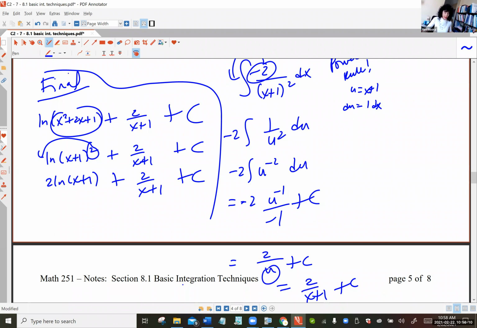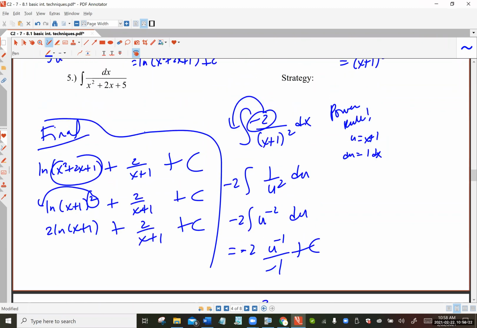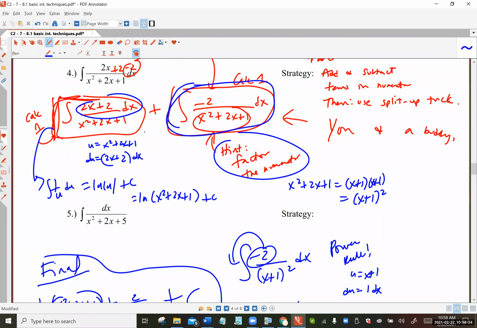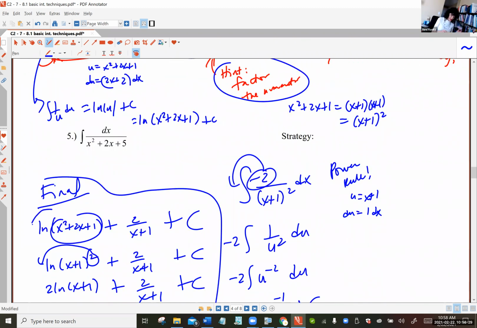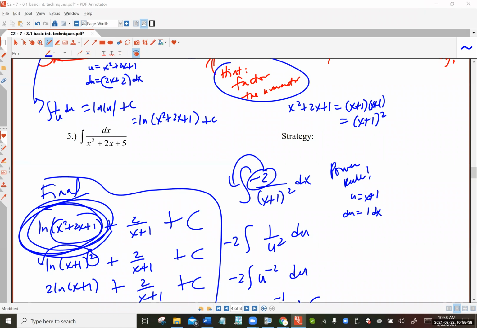Did anybody get something different? Is it okay if for the first integral we put log natural of x squared plus 2x plus 1? Yeah, that's what I have right here. Yeah, that's totally okay with me. Okay, so hopefully you got a little bit of good stuff with that.